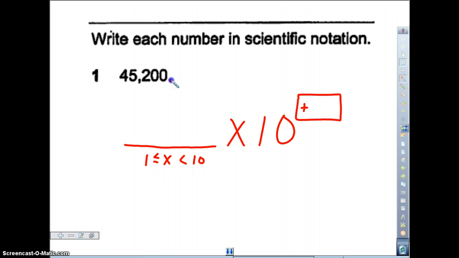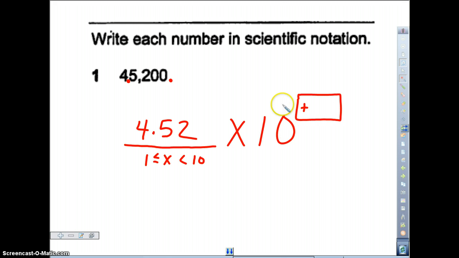Right now the decimal point's here, but I want to pick it up and put it in the number, so I change the number to a number that's between 1 and 10. If I put it here, that's 45.2. That's not between 1 and 10. If I put the decimal point here, that's 452. That's not between 1 and 10. If I put the decimal point here, that's 4.452. That's not between 1 and 10. Where does the decimal point have to go? Right here, because 4.52 is between 1 and 10.